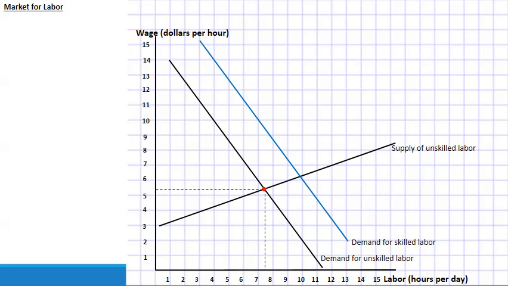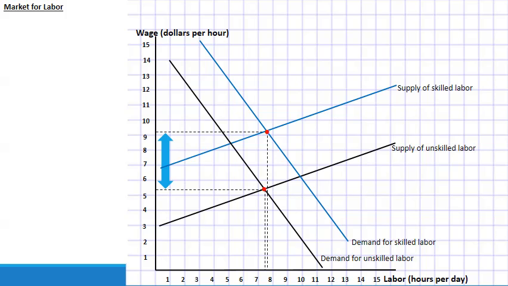We pull in our demand for skilled labor, our supply of skilled labor, and you'll notice the difference between the two equilibriums. That is the difference in the market between skilled and unskilled labor. So there's a very significant gap between the two, and that's the difference between the wages for acquiring those skills and not acquiring them. So the vertical distance between the two equilibriums is the wage differential between skilled and unskilled labor.